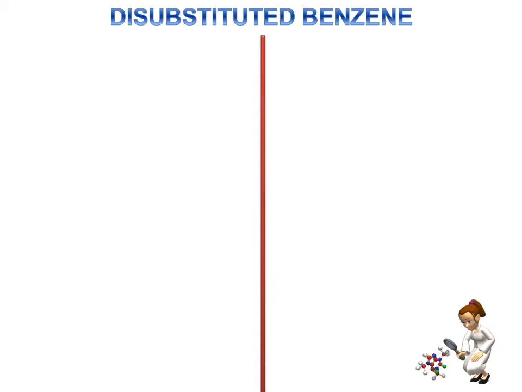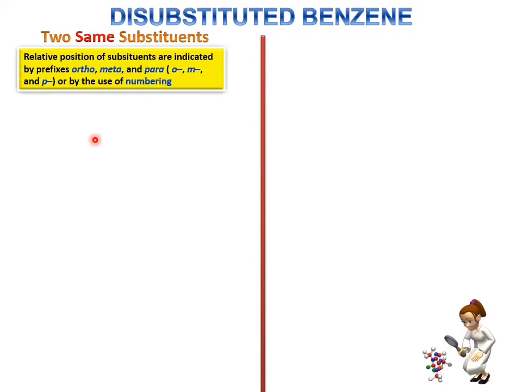Okay guys, so now we look at the di-substituted benzene. It means that the benzene ring consists of 2 substituents or 2 branches. Okay, for example here, if we have 2 same substituents, look at this statement: relative position of substituents are indicated by prefix ortho. Ortho means the position 1, 2. Meta means that the position is 1, 3. And then we have para, the position is 1, 4.